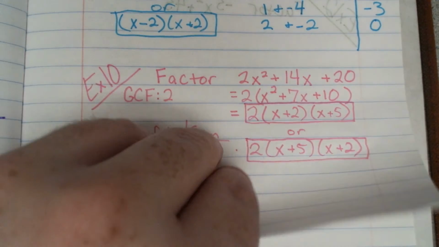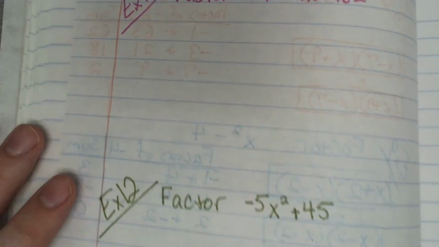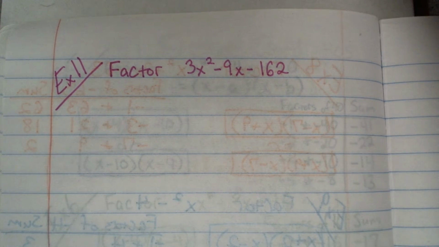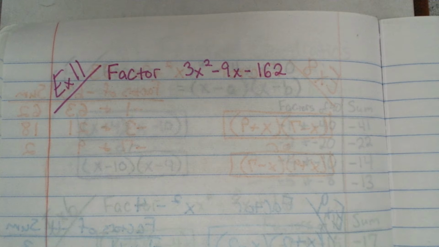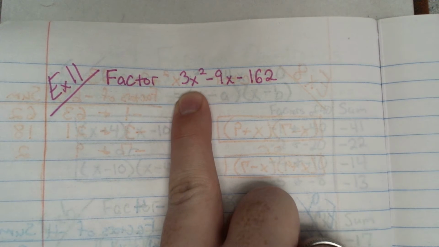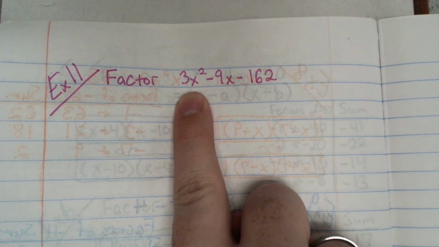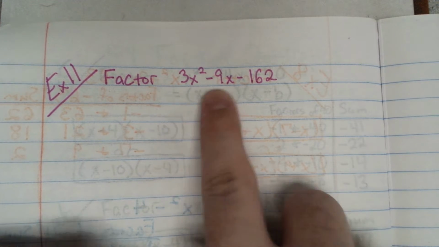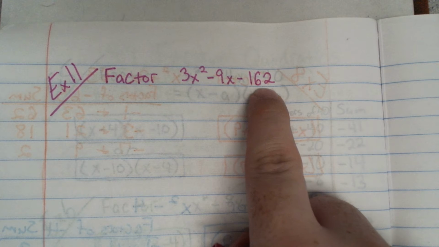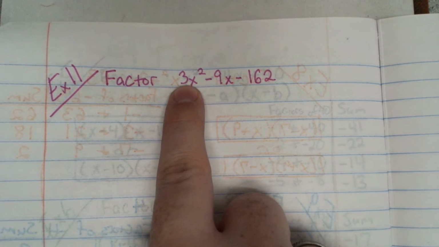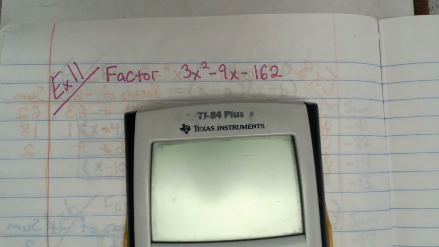Okay, a couple more examples and we will be done with this chapter. So let's go on to example 11. Factor 3x squared minus 9x minus 162. I see that we're not just dealing with an x squared as the leading term, we're dealing with a 3x squared. You may not know off the top of your head that 162 is divisible by 3, but we're going to hope that it is because we want to factor this 3 out.